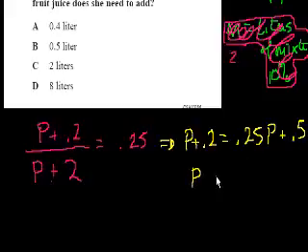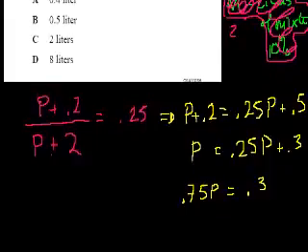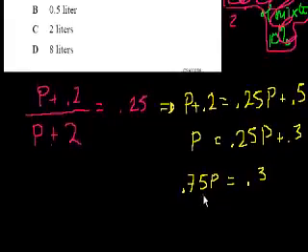You get p is equal to 0.25p, 0.5 minus 0.2 is plus 0.3. Let's subtract 0.25p from both sides. 1p minus 0.25p is 0.75p is equal to 0.3. And let's see where this goes. Did I do that right? 0.75p is equal to 0.3, right? Okay. And then you get p.